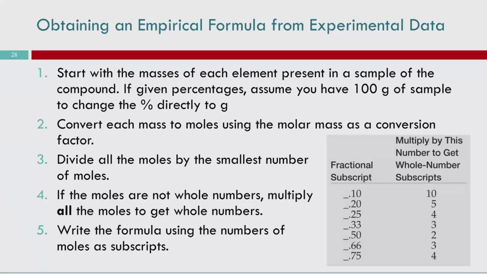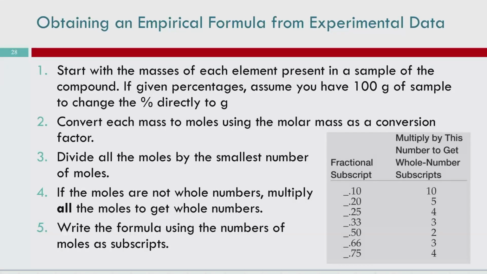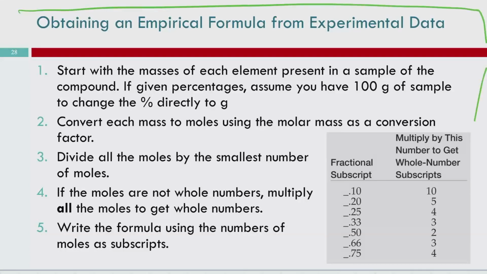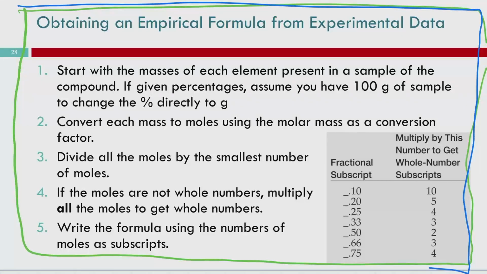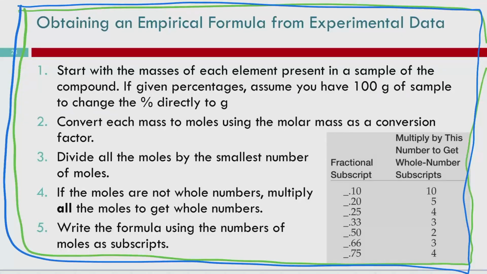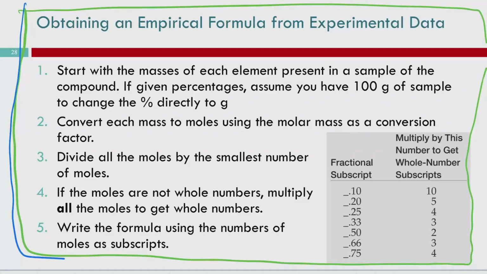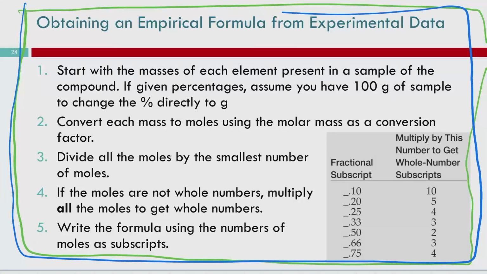Block of text. So we're finding an empirical formula from experimental data. Let's just box in the whole slide in 2 colors so that you can come back and find it hopefully more easily. Let's not cover up the 28 though. So if we're finding an empirical formula from experimental data, the steps that we're going to use is we want to start with the masses of each element.